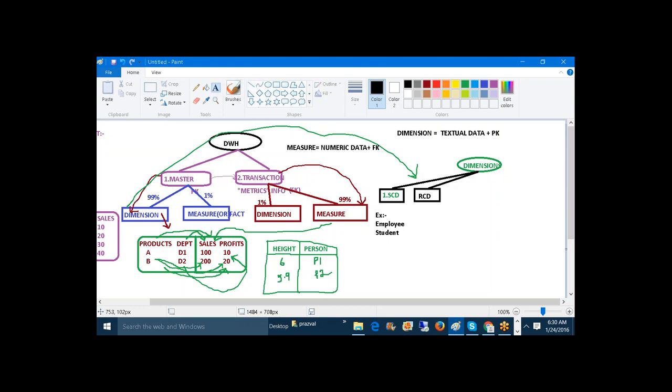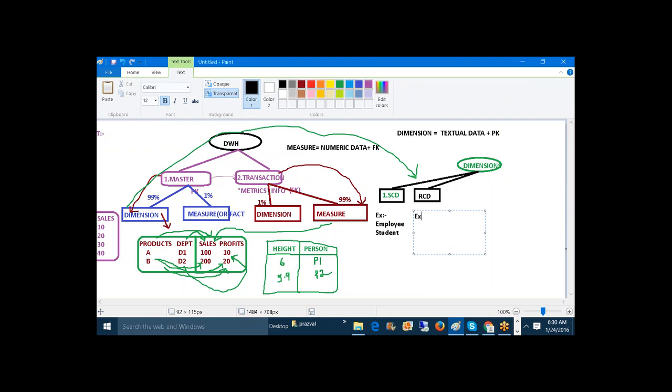So what is the best example? The best example is age. If you take age, each and every second, 1 second will add to our age. And if you take minutes, each and every minute, 1 minute will add to our age, and each and every hour, 1 hour will add to our age. So age is the best example, because age will change each and every second, each and every minute and hour. So age is the best example for the rapidly changing dimension.